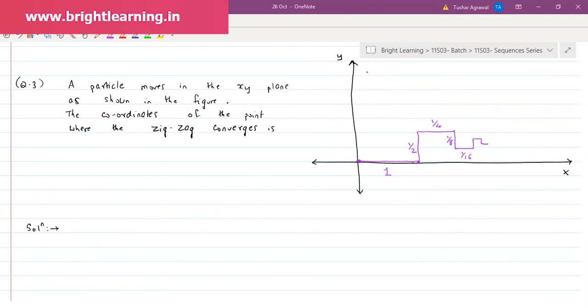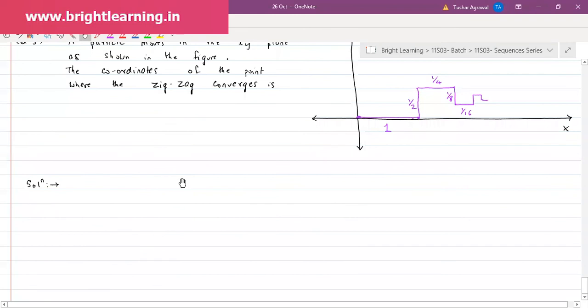Dhananjay and Afrin, have you got it? Yes, sir. You got the answer, Afrin? No, sir, I'm trying, sir. Dhananjay? Okay, see, this is a geometric progression question. We will find out the x coordinates and the y coordinates separately.